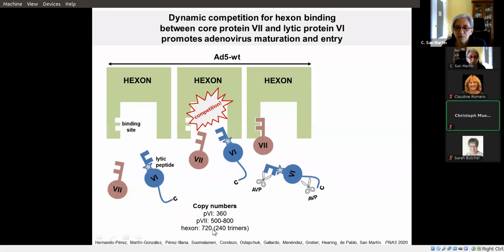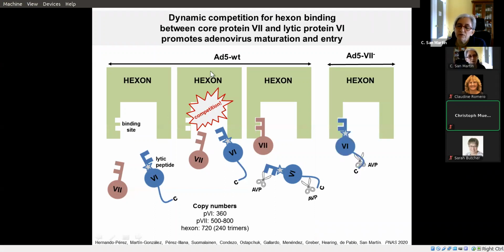You can see here by the copy numbers that we have more candidates to fill these binding sites than binding sites in the capsid. So there is a competition between the 2 proteins. In some cases, protein 7 wins and occupies the binding site. So protein 6 is pushed out of the hexon cavity, and now it is accessible for the maturation protease to cleave it at its N-terminus, and also for the lytic peptide to be exposed and break open the endosomal membrane.